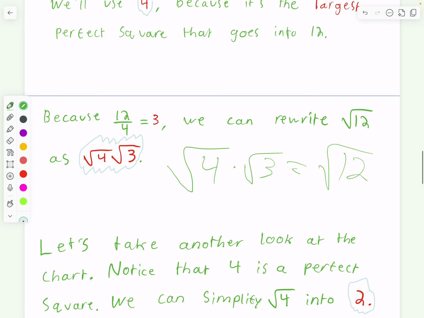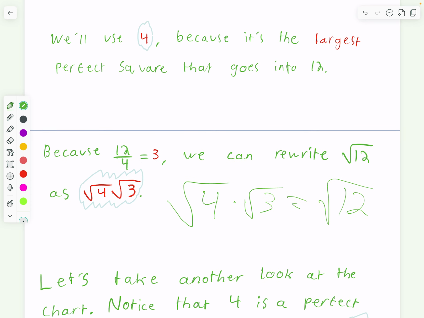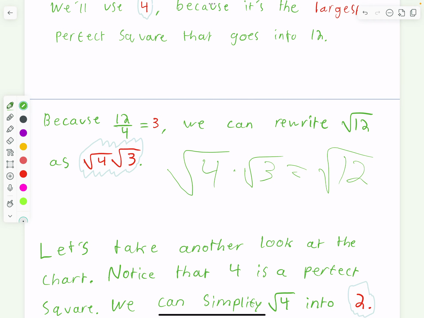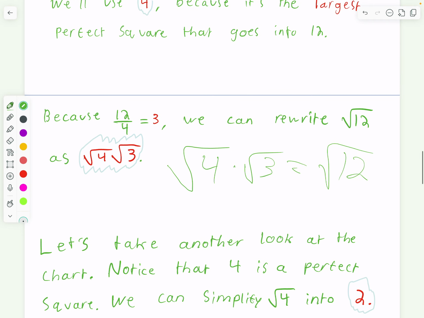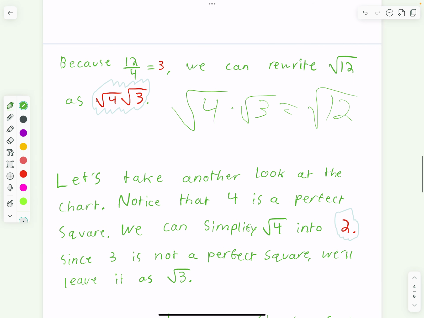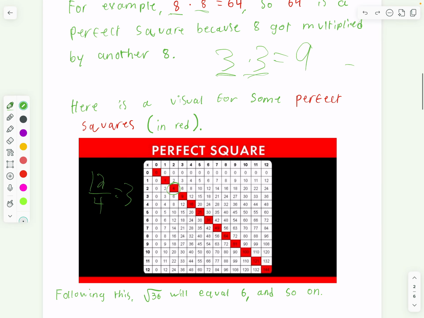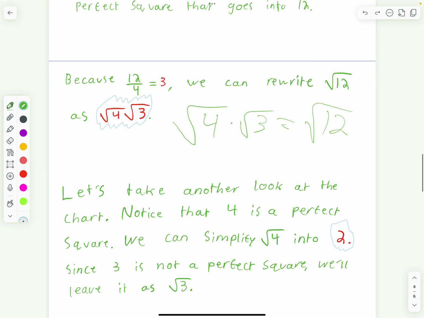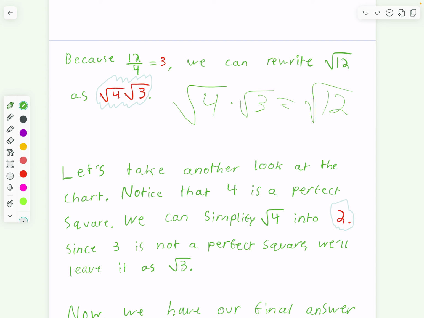You're not changing the value of anything. It's just to rewrite it in a more simple way, which is how they want it on your exams, on your state exams, like the Regents, stuff like that. All right, let's go back in, and we're going to simplify the 4 now. So if we look at the chart again, you're going to notice that 4 is a perfect square, right? So we can simplify the rad 4 into regular 2 because 2 times 2 is 4.